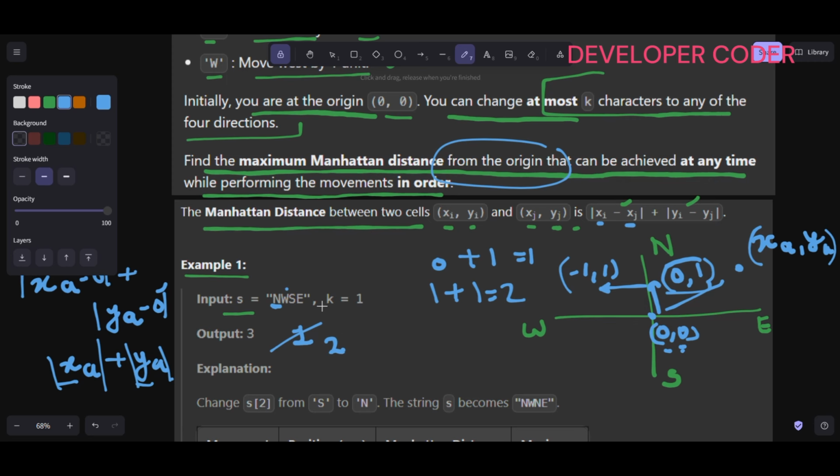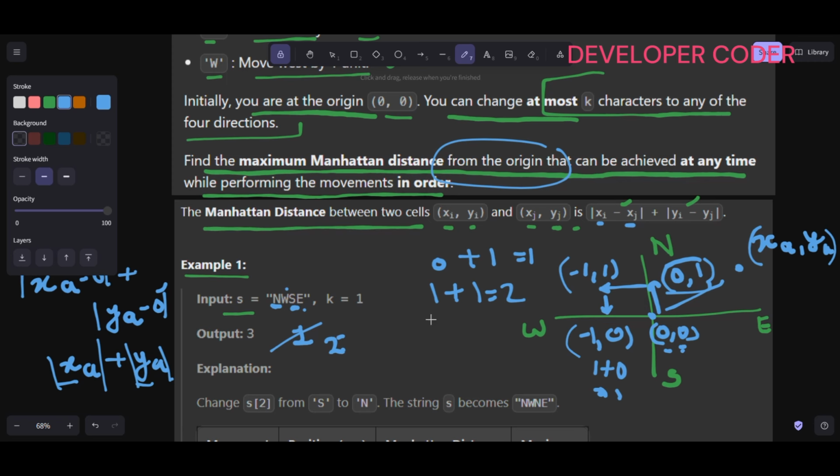Now here we are moving south. South means to this direction. If I move in this direction, my y is going to decrement. x is going to remain the same, but y is going to decrement to 0. So now I'm getting minus 1 and 0. So I can say 1 plus 0, absolute, so I'm getting 1 only. So right now 2 is the maximum only.